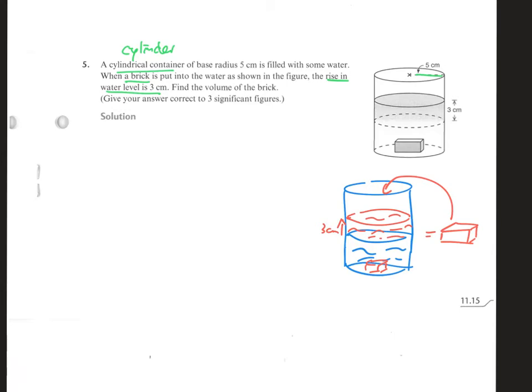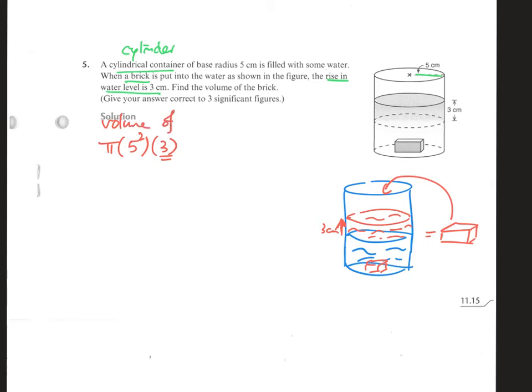Now, repeat. When you have a rise in the water level, it seems like there's more water. But where does it come from? It's not really from the water, it's from the block. The block, is it a cube? No, it's not mentioned; I just talk about the cube here. So when you have a rise of level of 3 cm, according to the formula, the volume of water is pi r squared h, where h is the rise in the water level. It is equal to the volume of the brick in the question.